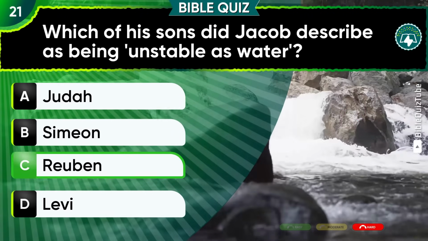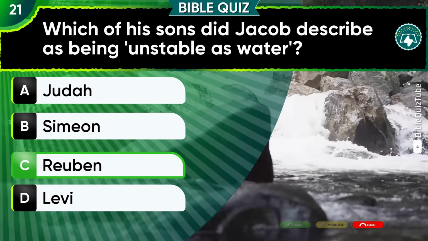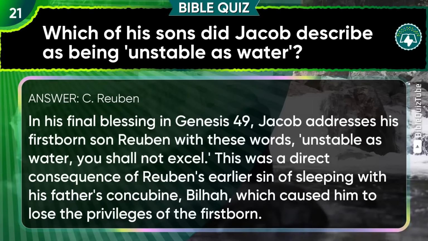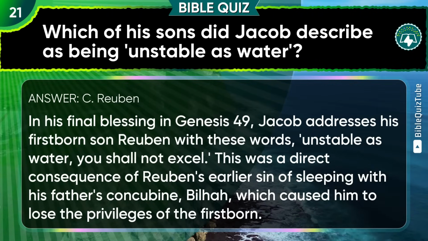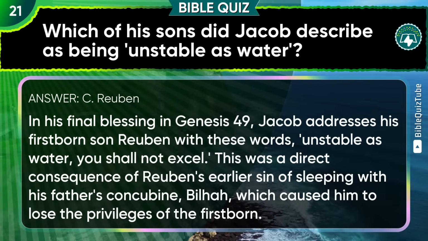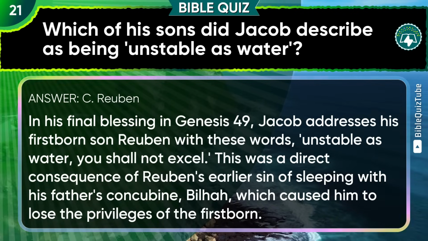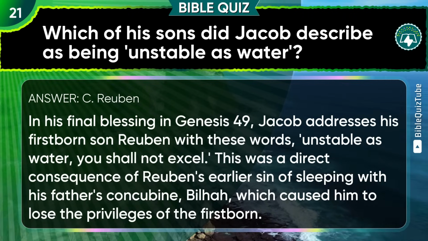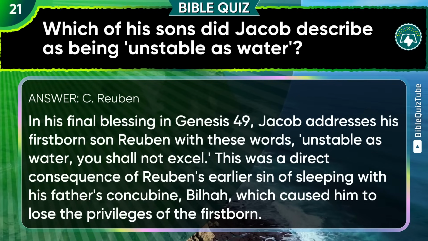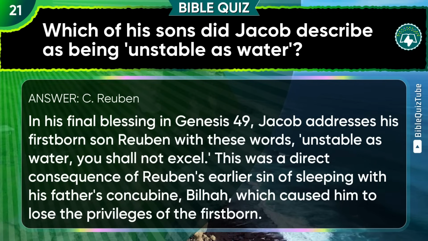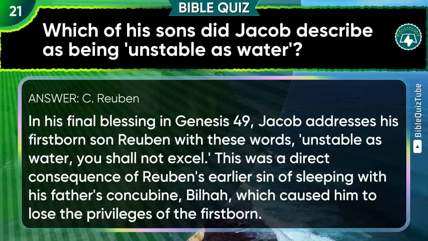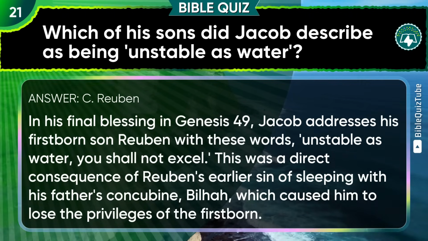You've got this. C. Reuben is correct. The explanation. In his final blessing in Genesis chapter 49, Jacob addresses his firstborn son Reuben with these words, "Unstable as water, you shall not excel." This was a direct consequence of Reuben's earlier sin of sleeping with his father's concubine Bilhah, which caused him to lose the privileges of the firstborn.